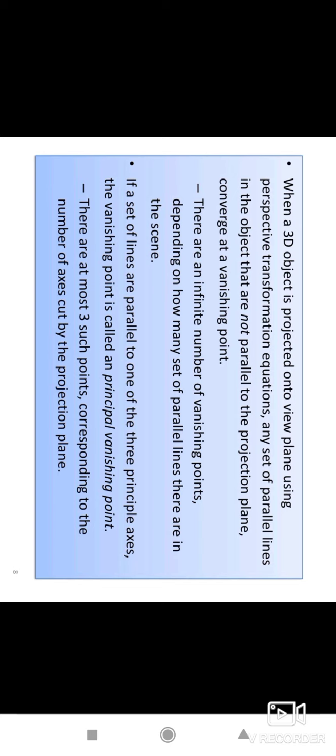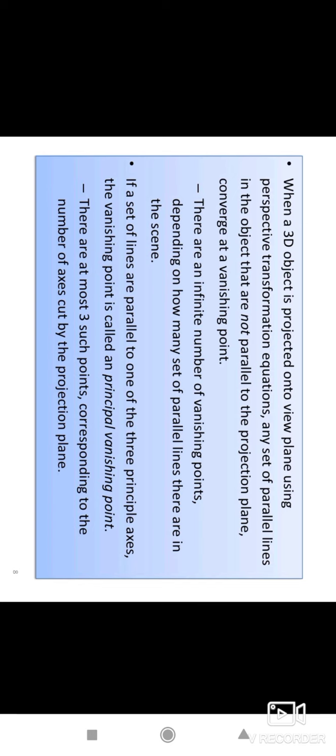If a set of lines are parallel to one of the three principal axes, the vanishing point is called a principal vanishing point. So what is a principal vanishing point? The vanishing point for any set of lines that are parallel to one of the principal axes of the object is referred to as a principal vanishing point. There are at most 3 such points, corresponding to the number of axes cut by the projection plane. That is why perspective projection occurs in 1 point, 2 point and 3 point.